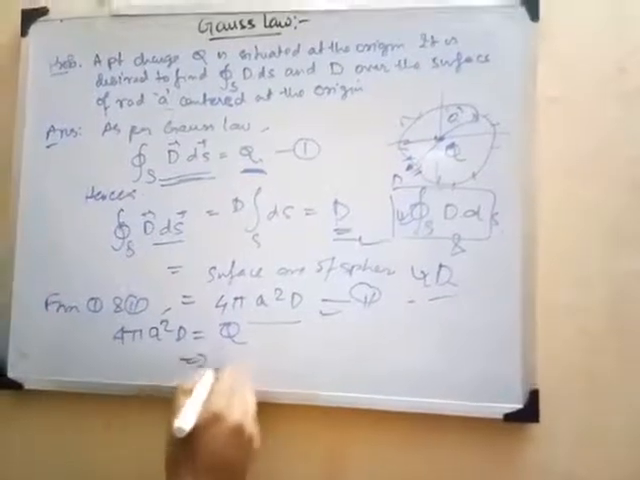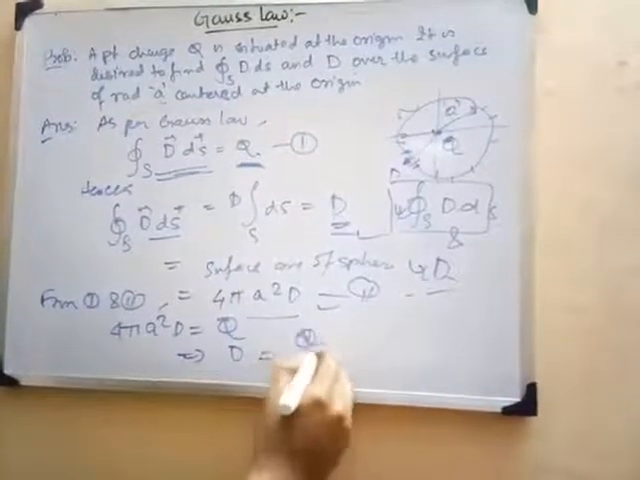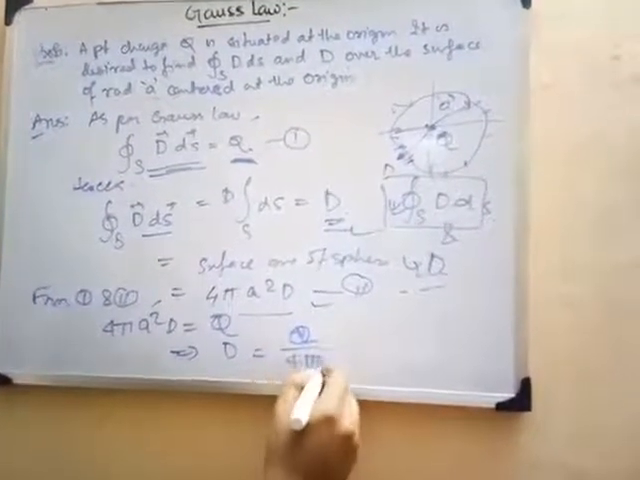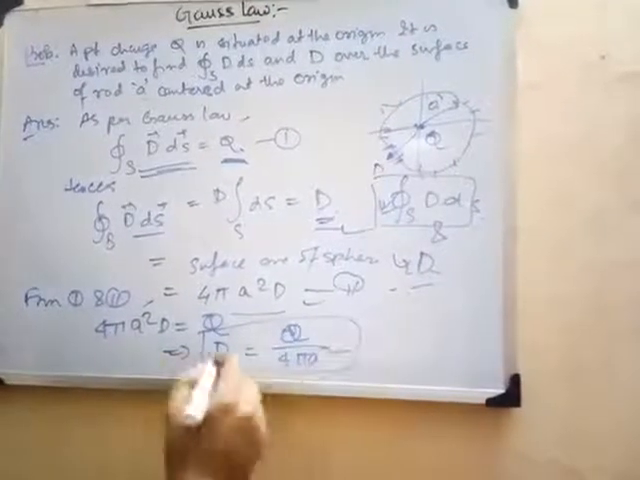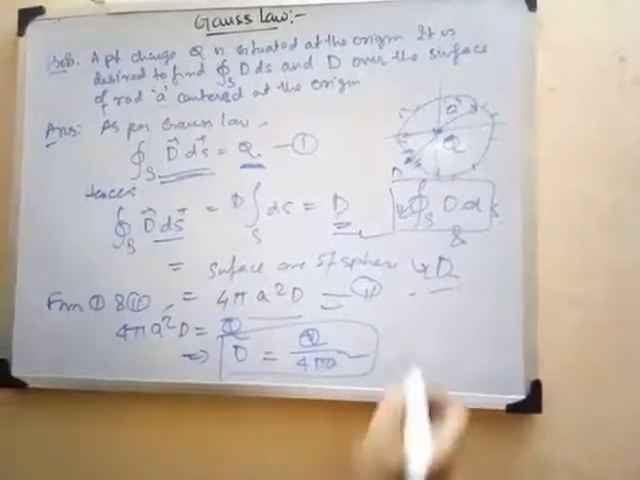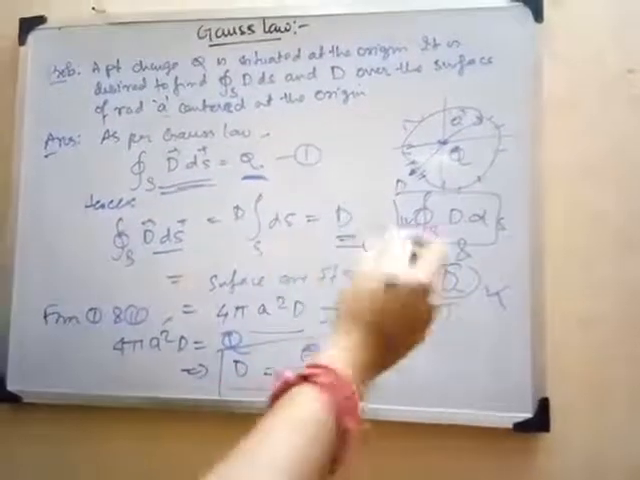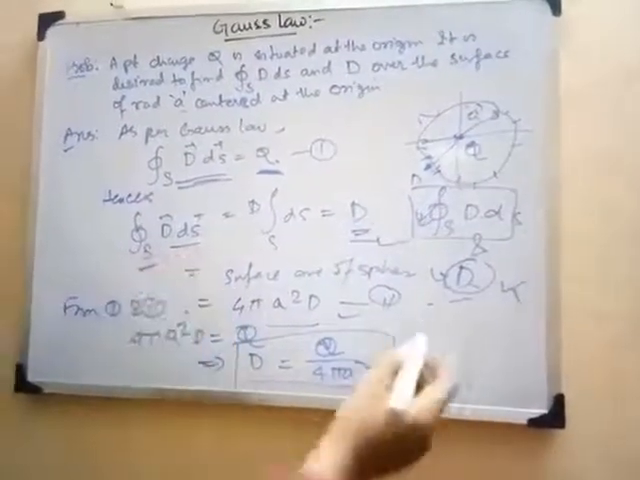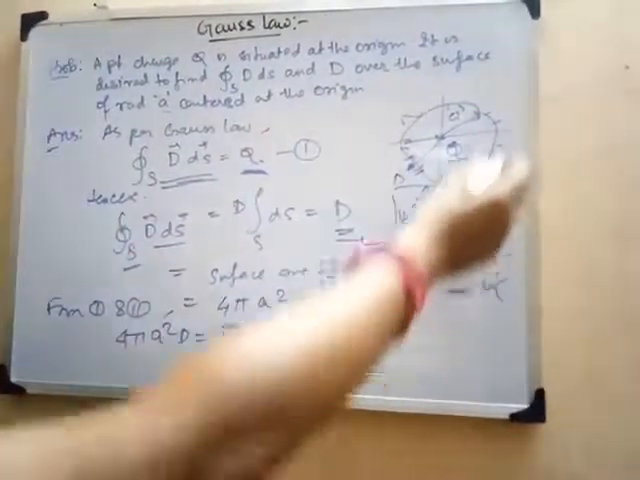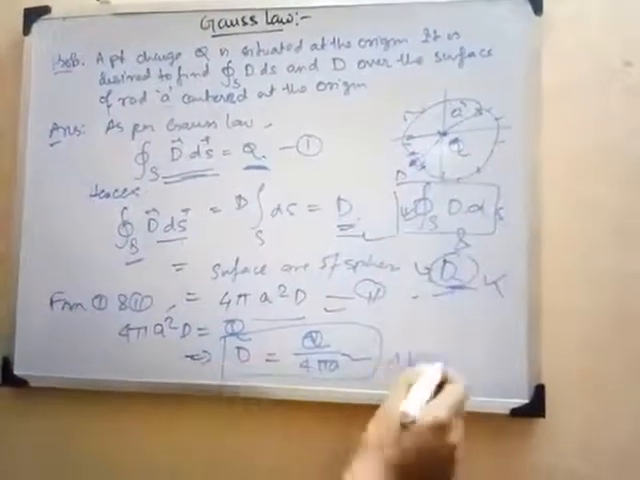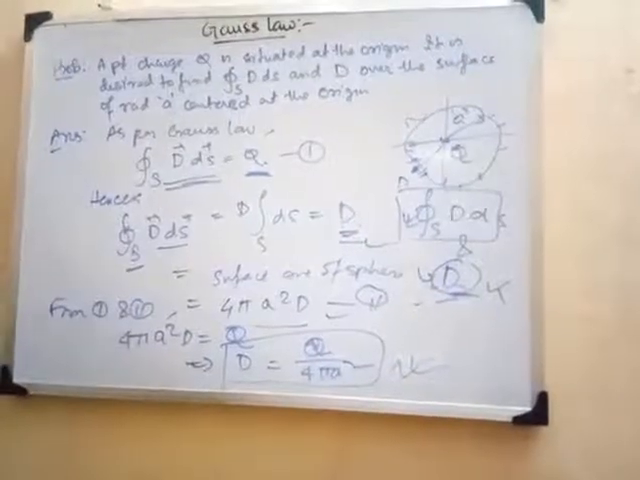So from here we can write D equals Q by 4πa². This is the final expression of the electric flux which we were required to find. So we have got both the expression of the surface integral of D·dS and the electric flux emanating through the surface, and this is the expression for this electric flux, right?